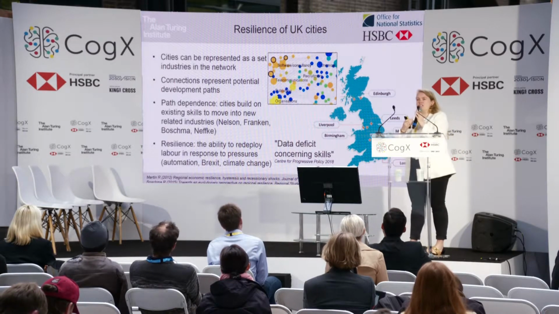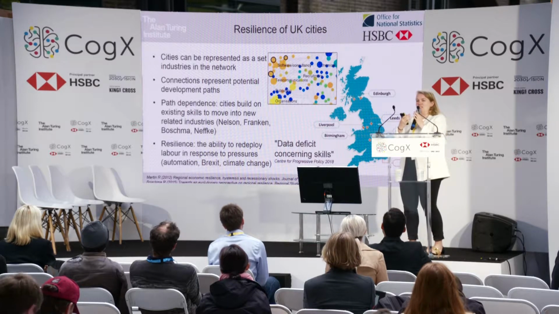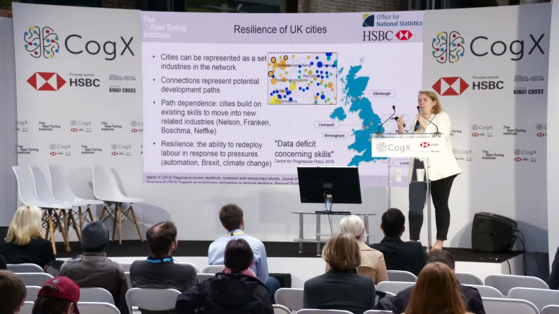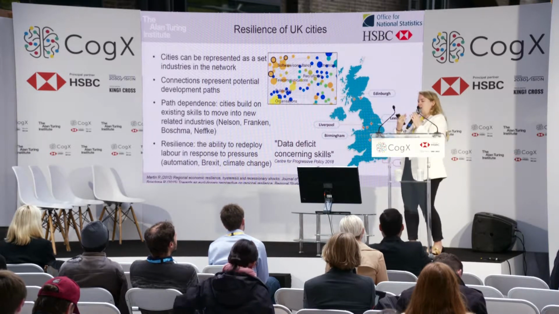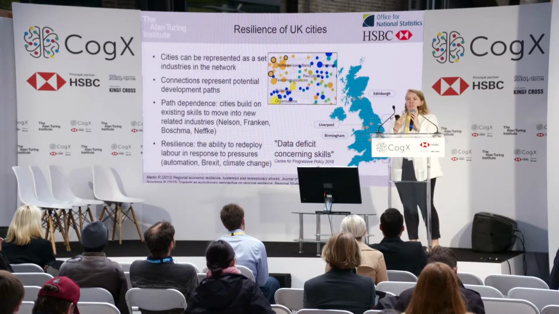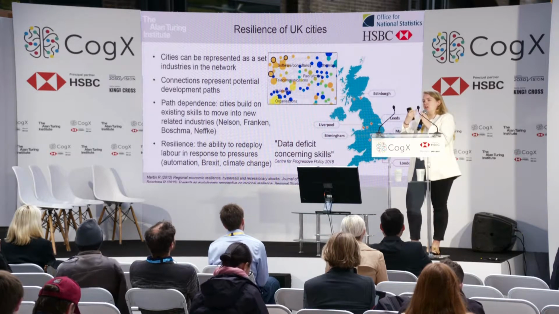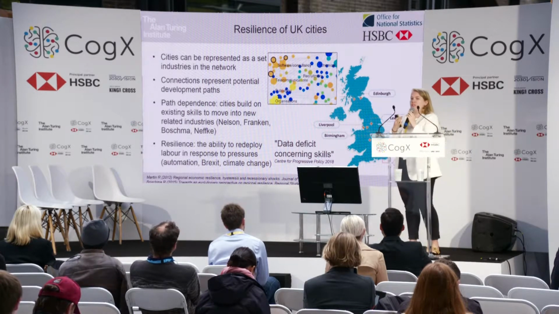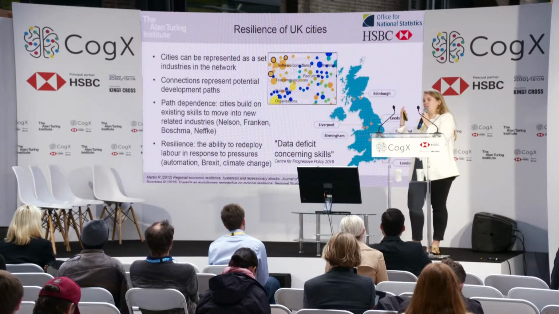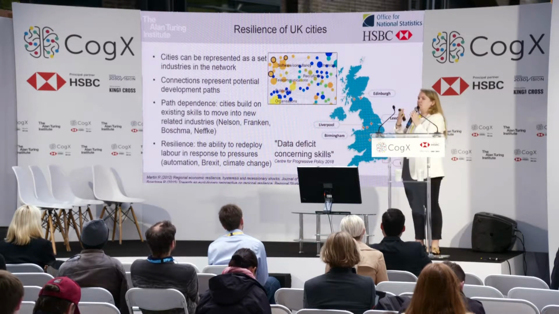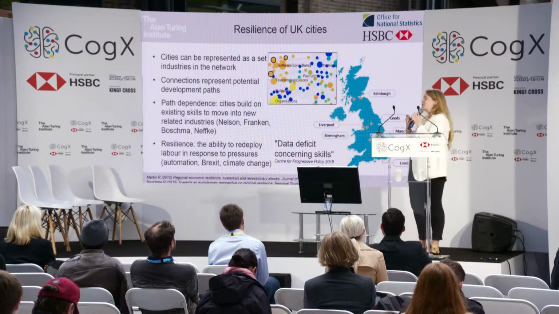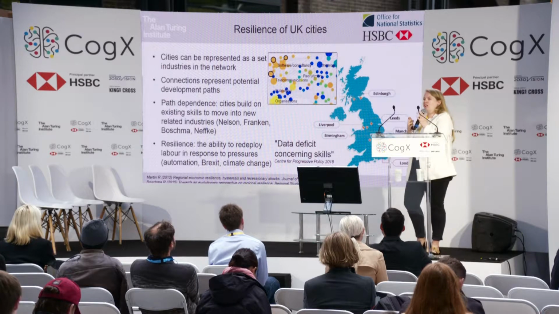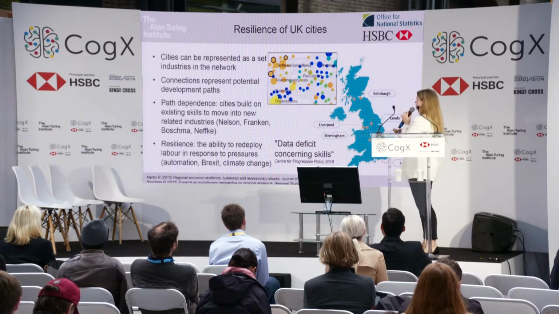The key idea here is that if you are a UK city and you have many connections within this labour mobility network, then you have many options. If there's some kind of pressure, such as automation or Brexit or climate change, over either a shorter or longer period, you need to reallocate your workers from old industries to new industries. The structure of this network will be informative in telling us which cities are better positioned to reallocate their skills into new industries and be more agile from a skill perspective.